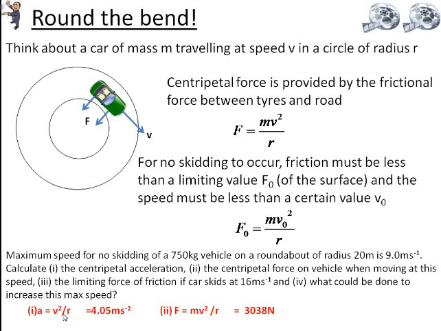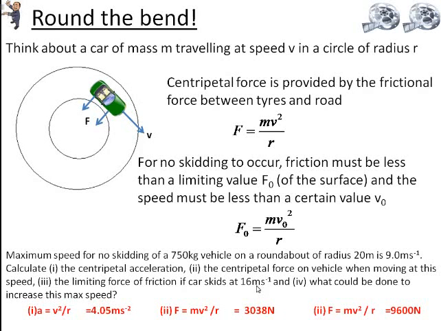Now, part three, the limiting force of friction if the car skids at 16 metres per second. So here the car actually skids at 16 metres per second, so this is our value for V0. So we want to find the limiting friction, this value of F0. We just need to use mv squared over r again, but we're using a speed of 16 metres per second. If we put 16 metres per second squared, divided by the radius, times by the mass, we get a value of 9,600 newtons. So on that particular surface, the limiting force of friction is 9,600 newtons.